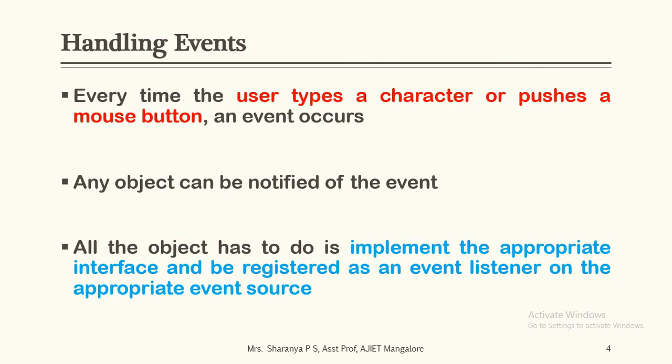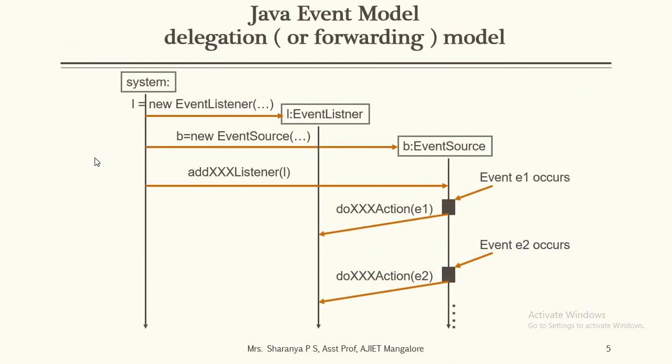Event handling is a mechanism that controls the event and decides what should happen if an event occurs. This mechanism has a code which is known as an event handler that is executed when an event occurs. Java follows the delegation event model to handle the events. This delegation event model has two major components: one we refer to as an event source and the other as an event listener.